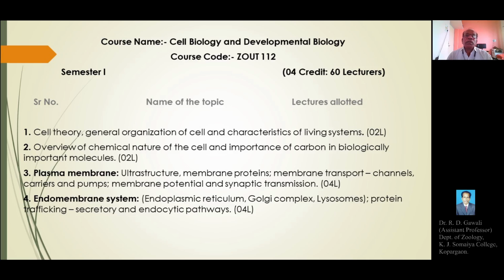Then paper number 2, the course name is Cell Biology and Developmental Biology. The course code is ZOUT 112. ZO represents zoology, U represents university, and T represents theory. So, ZOUT 112. The 112 again represents the first year, first semester, and the second paper.